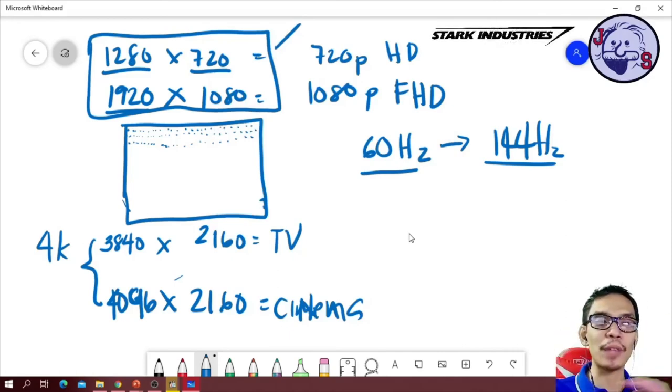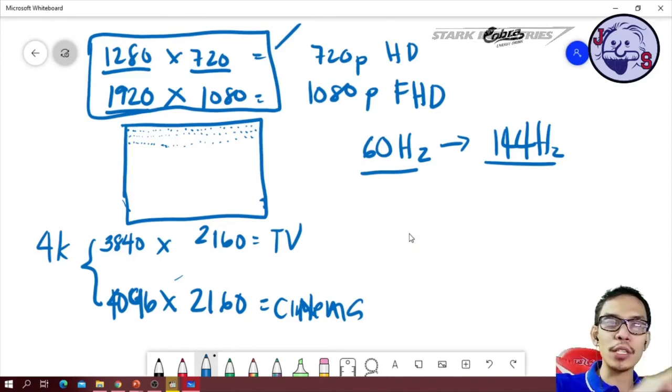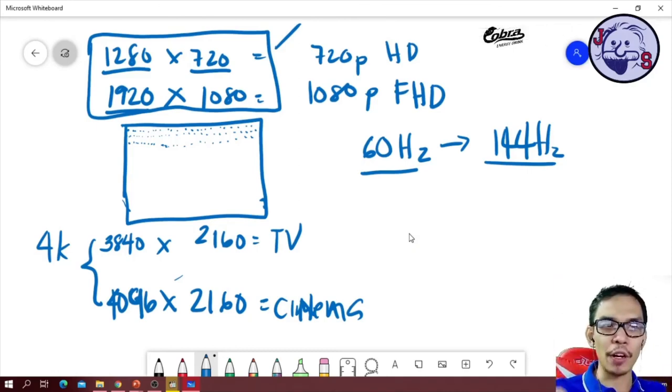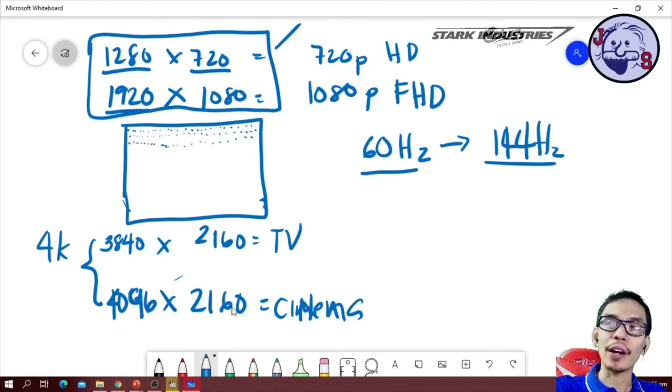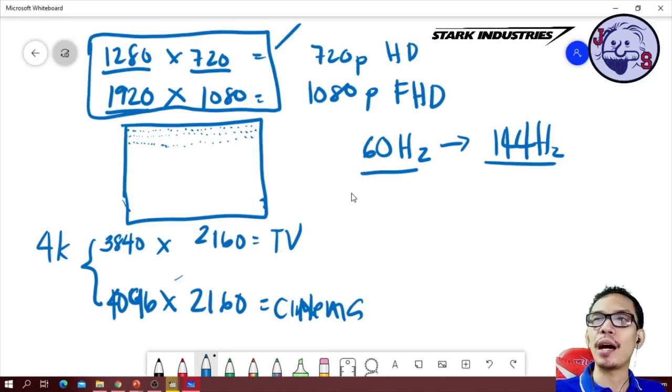So this is the amount of time needed to refresh the color or refresh the pixels in your image or video into another form of pixel. Okay, so that is the resolution and refresh rate. By the way, I forgot, where does the 2 megapixel come from?